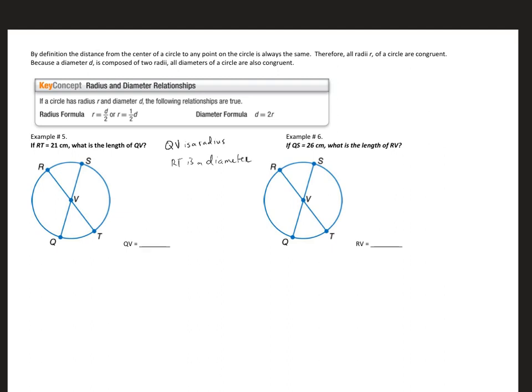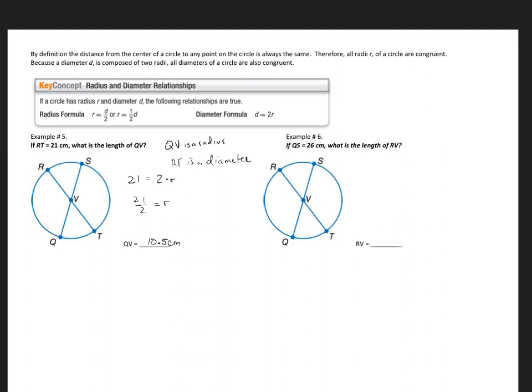So I'm going to start off with the diameter formula. I'm going to say that 21 is equal to 2 times the radius, because I need to find the length of a radius. So in order to get the radius, I know that 21/2 is my radius. And you guys don't like to write 21/2. 21/2 is 10.5. So the radius is 10.5 centimeters.